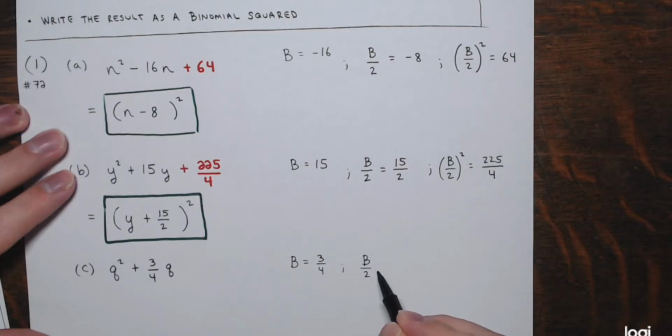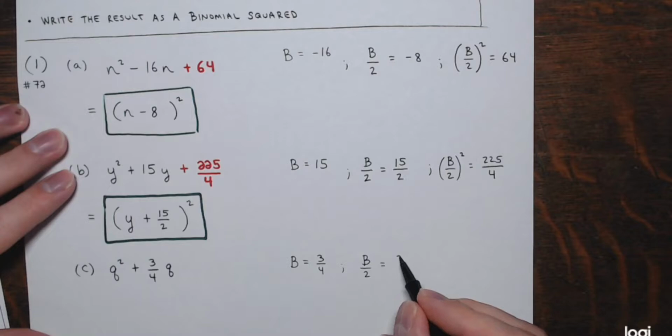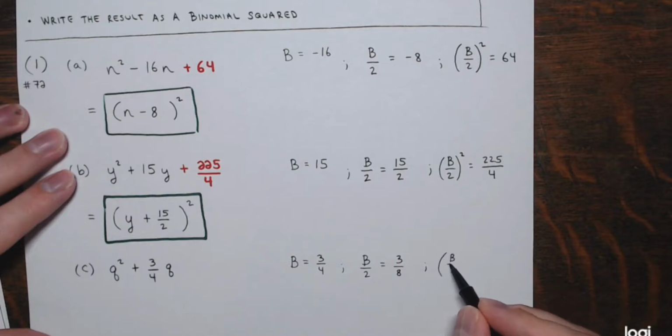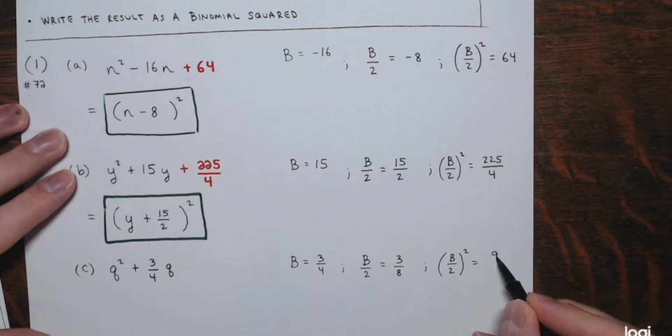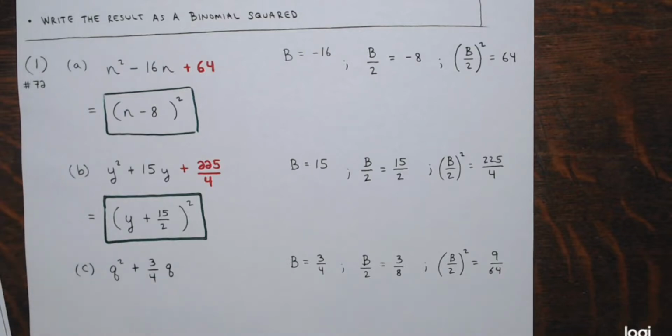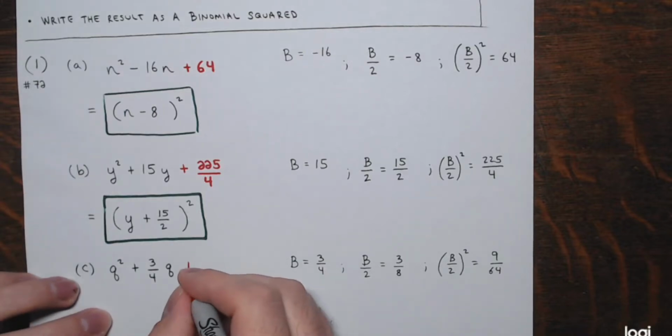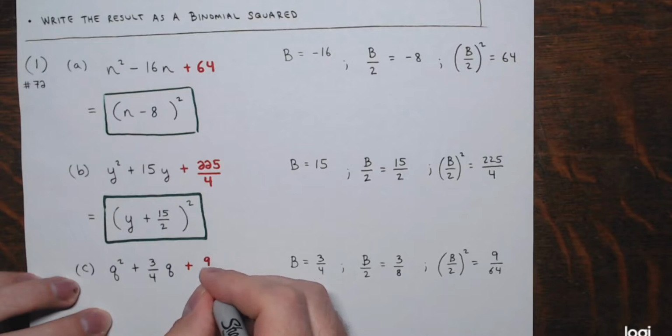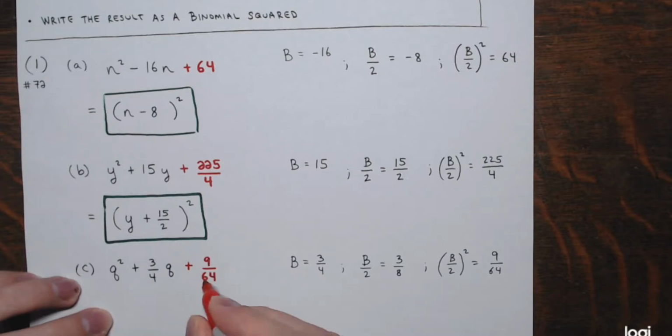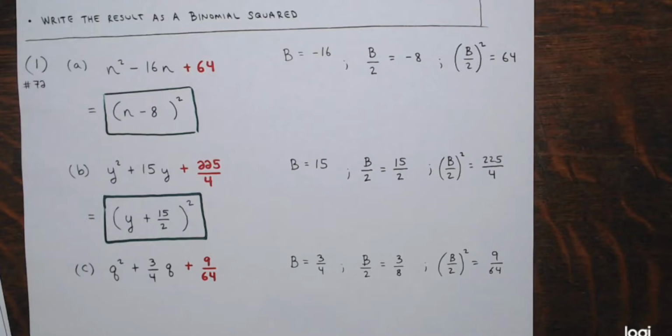Half of this, you just multiply the numerator by 1 and the denominator by 2 when you multiply by a half. So half of 3/4 is 3/8. And then you square this number. Take half the linear coefficient, the 3/8, and square it, you get 9/64. So this 9/64 is what gets added to the binomial to turn it into a perfect square trinomial.